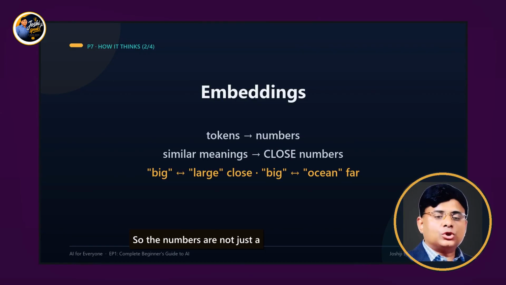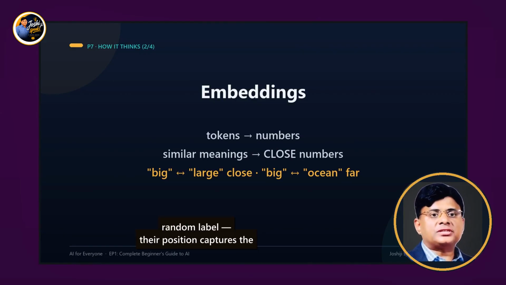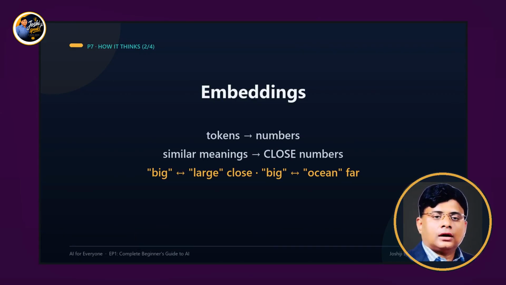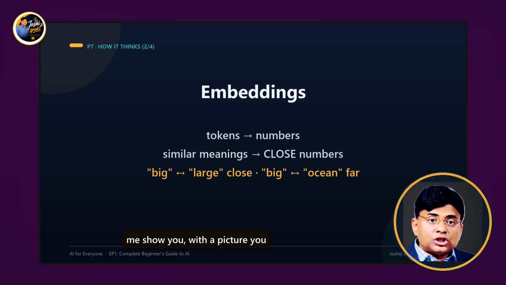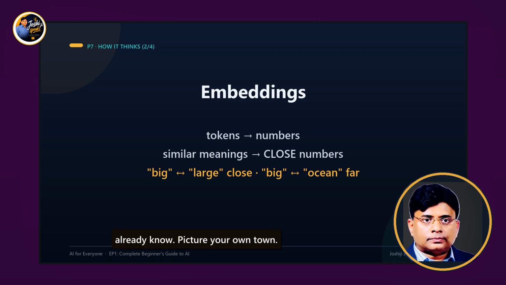So the numbers are not just a random label, their position captures the meaning of the word. But how can a group of numbers possibly capture meaning? That sounds almost impossible, so let me show you, with a picture you already know.